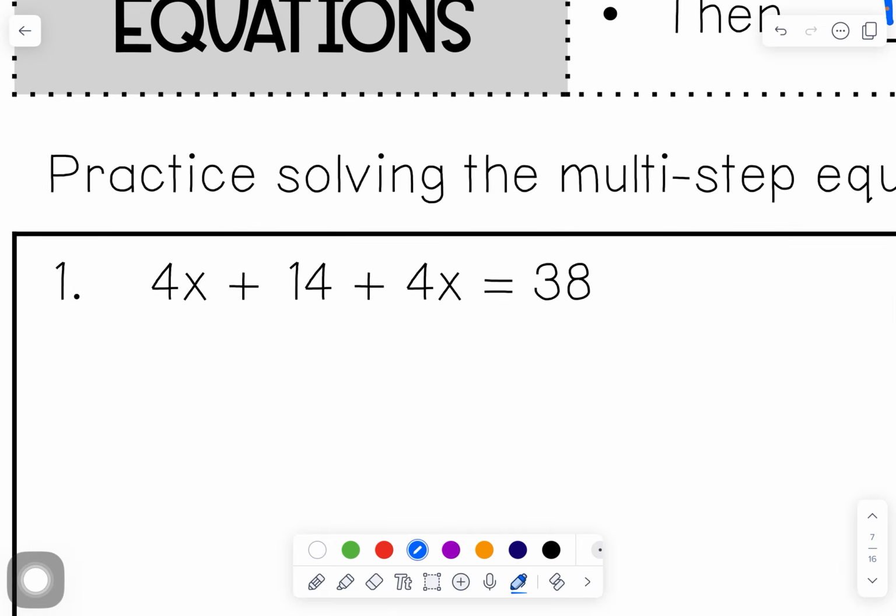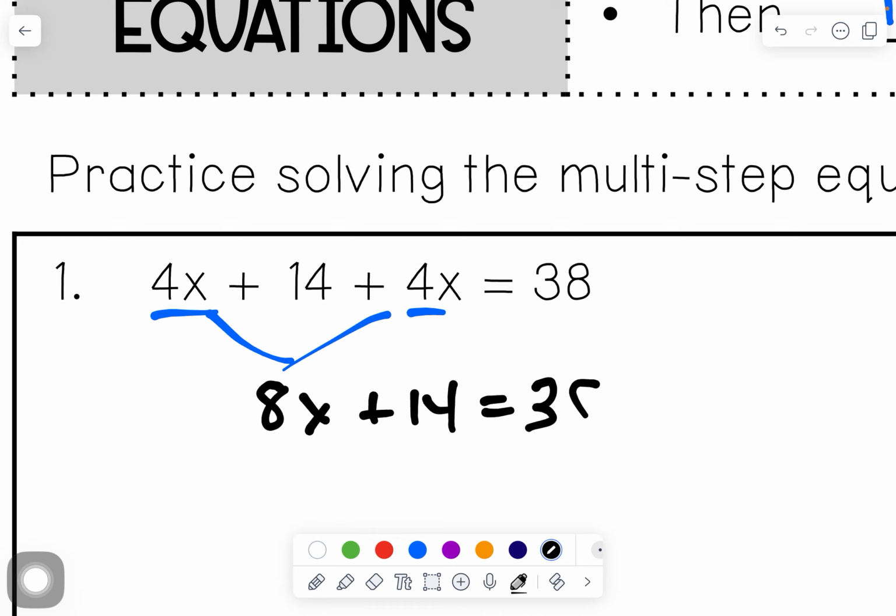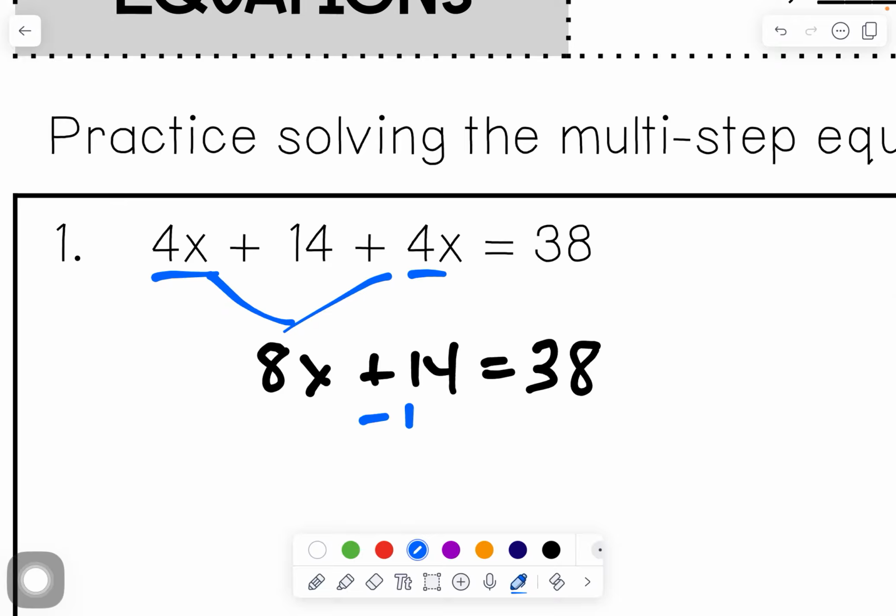So first up here, we have this equation. We have the 4x and the 4x. They can be combined because they have the same variable. So that's 8x. Plus 14 didn't change, equals 38. All right, we would minus 14 from both sides to try to solve this equation.